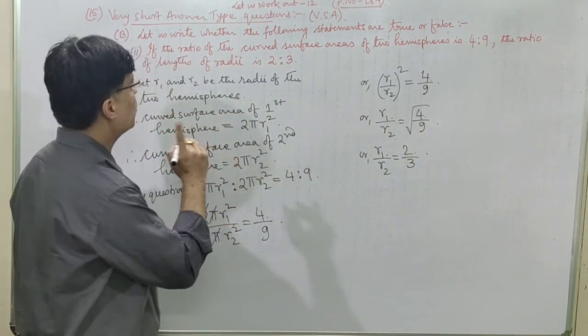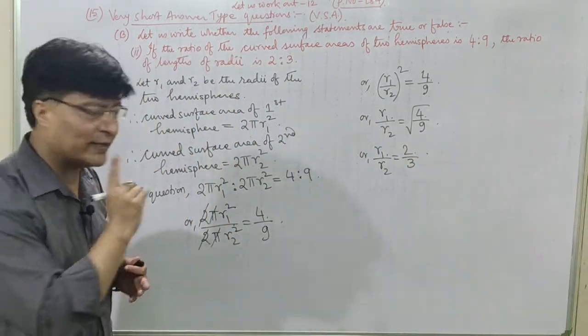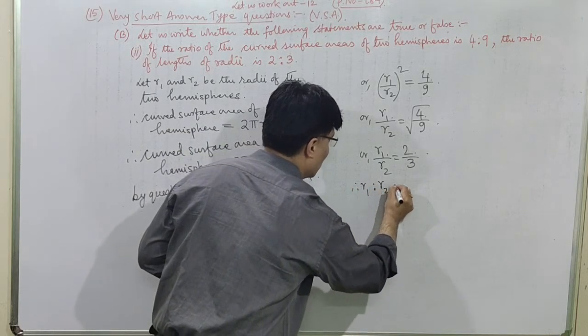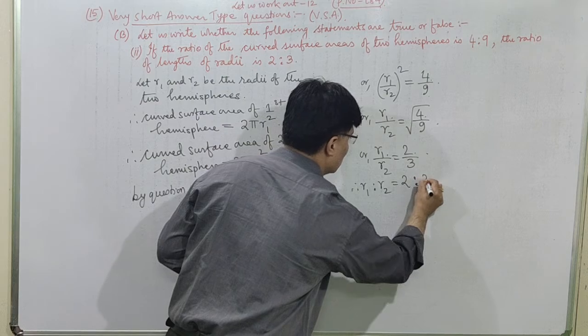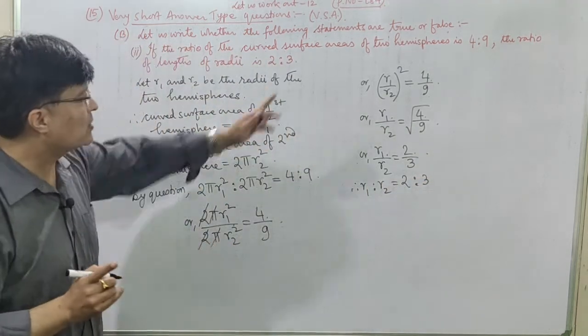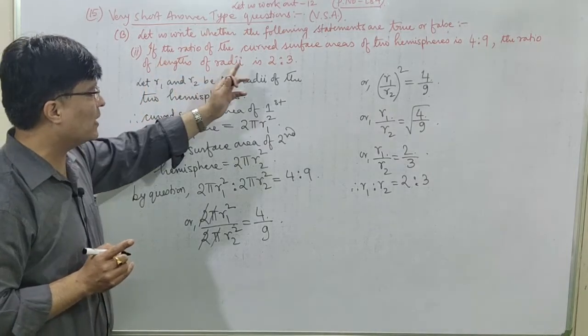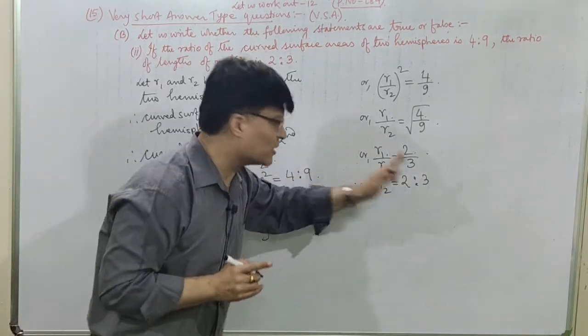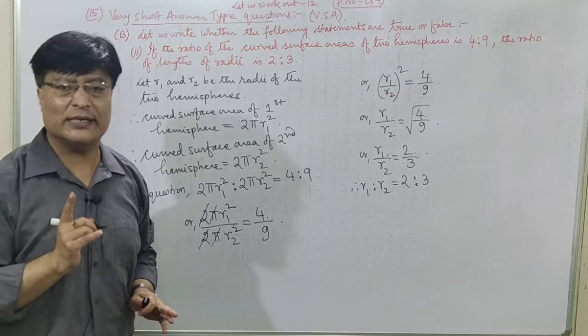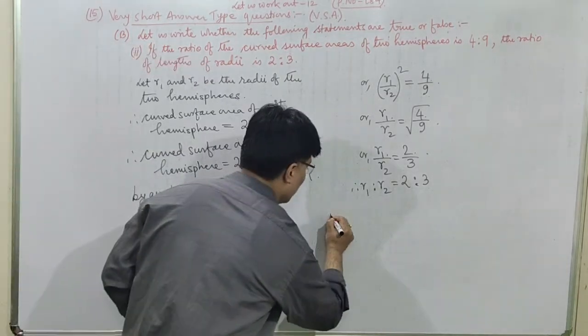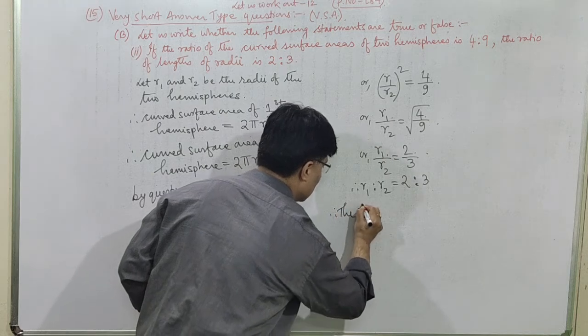That is, what is the ratio of the lengths of the radii? You can find out R1 is to R2. So R1 is to R2 is equal to 2 is to 3. That means in the question also it is given that the ratio of lengths of radii is 2 is to 3. So this is the correct answer. That is 2 is to 3 is the correct answer. So the statement is true.